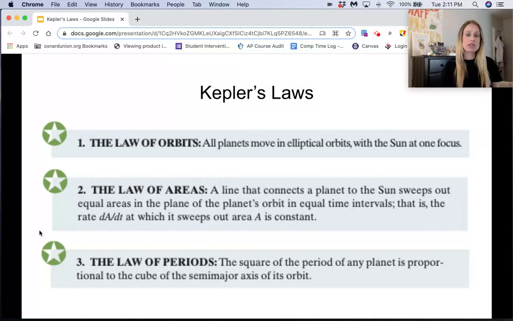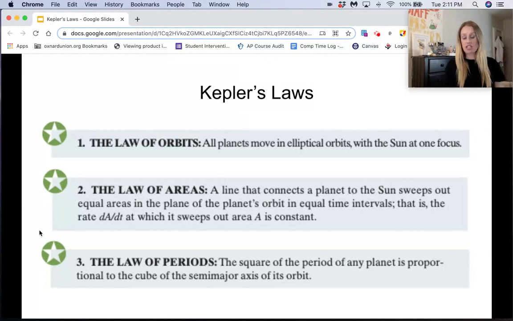Law number two is the law of areas. A line that connects a planet to the sun sweeps out equal areas in the plane of the planet's orbit in equal time intervals. That is, the rate dA over dt, at which it sweeps out area A, is constant. And then last but not least, law number three, the law of periods. The square of the period of any planet is proportional to the cube of the semi-major axis of its orbit.